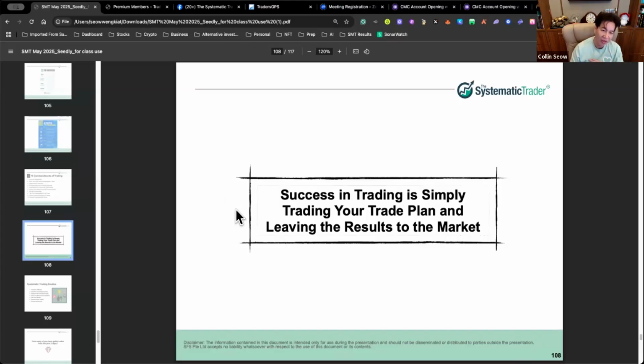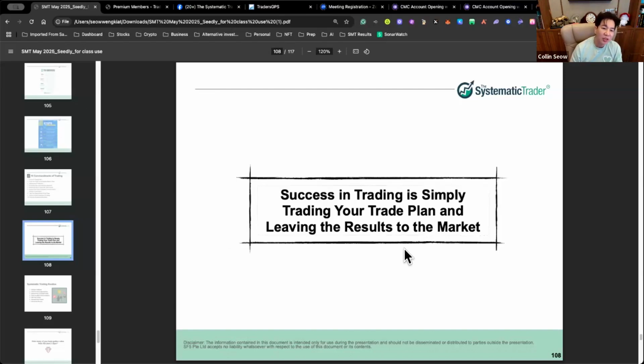Second one: is crypto stock more volatile? Not necessarily. Other stocks can be more volatile. Not necessarily crypto stocks. Okay, but is crypto more volatile? Yes. Crypto is more volatile.